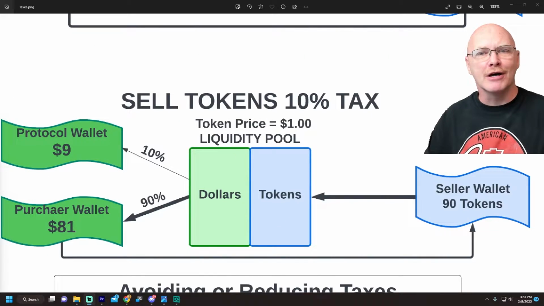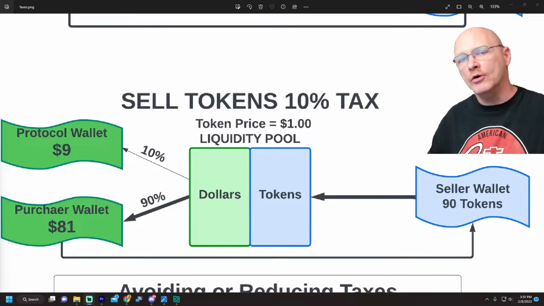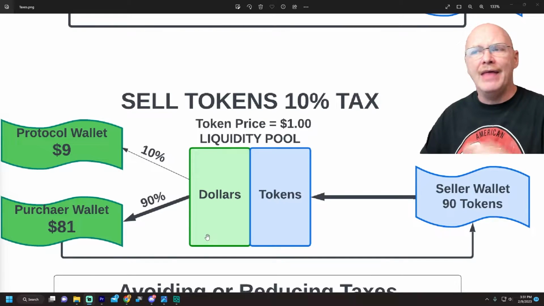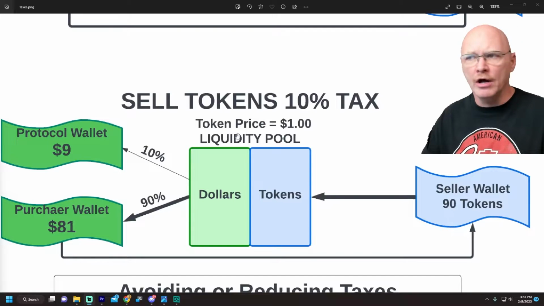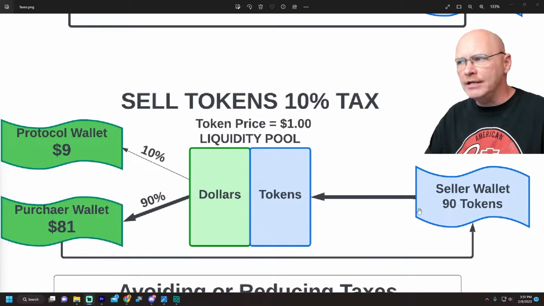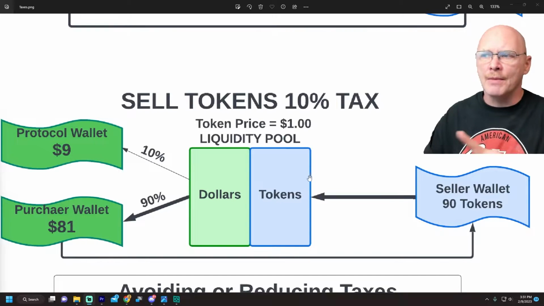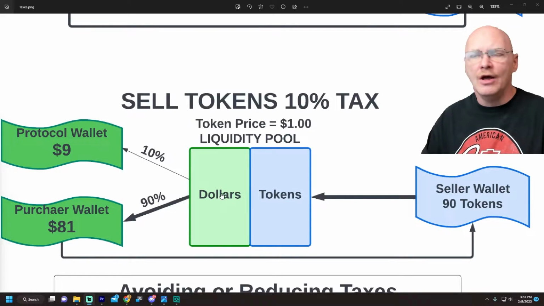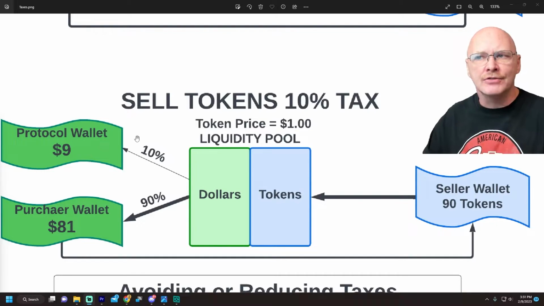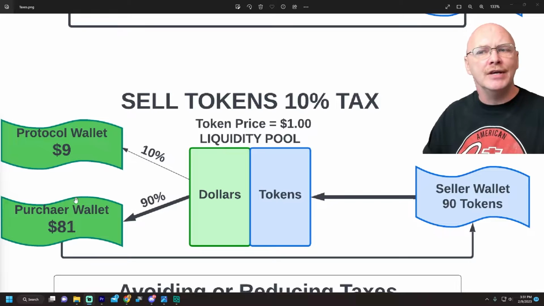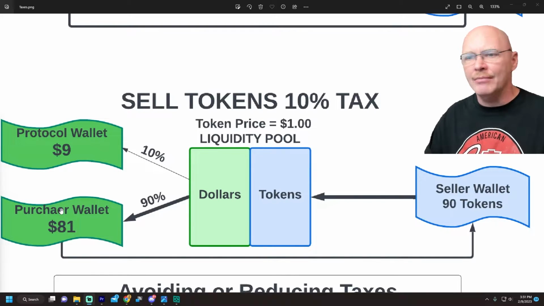Now, the next part I want to talk about is a sale tax. This is essentially when we're going to buy out of a protocol, we're going to sell our tokens back in, and they're going to have a 10% tax here. So in our example, the token price is still $1. We have our 90 tokens that we initially got. We sell them back to the protocol to get our cash out. Their sale tax can come out where they take the tokens out before it hits the liquidity pool, or it can come out on the other side after it's been transformed into dollars. They take their 10% out, equaling $9, leaving us, the purchaser, at the end of the game with $81.